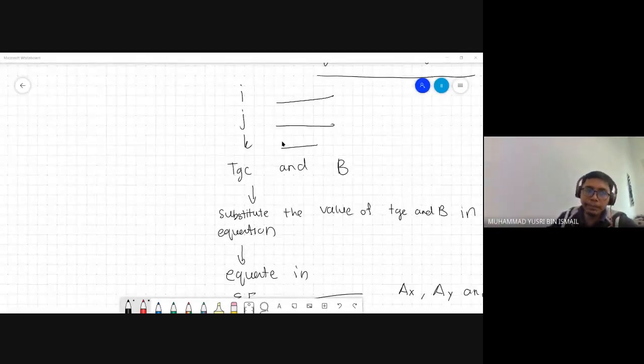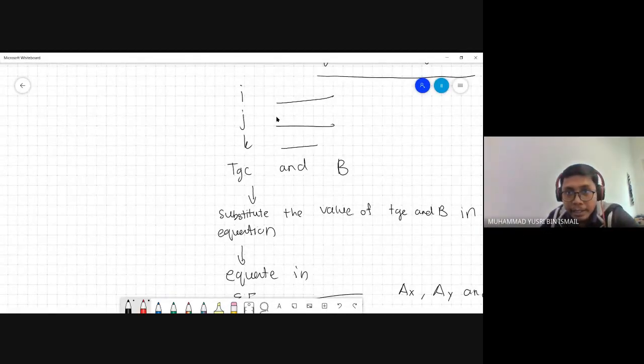Sekejap saya punya mouse ni cursor dia hilang.